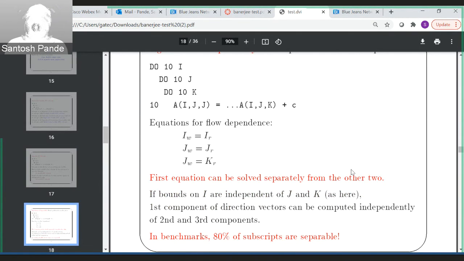In this particular case, we have IW and IR are the independent ones, and J's and K's are coupled ones. So we will try to solve those, as I said, using different things. Fortunately, coupled subscripts are a very rare occurrence, and many times we are able to simply solve them as independents, in 80% of the cases.